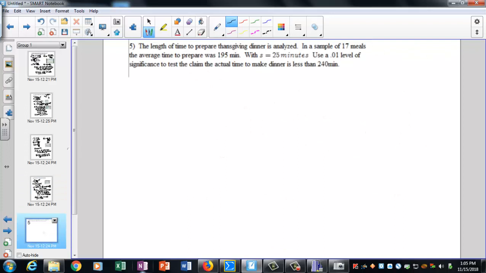Number 5, last one. The length of time to prepare Thanksgiving dinner is analyzed. A sample of 17 meals. The average time to prepare was 195. S is equal to 25. Use a .01 level of significance to test the claim that the actual time to make dinner is less than 240 minutes. That is 4 hours for those of you that are wondering. Okay. All right. Part A, H0 and H1.